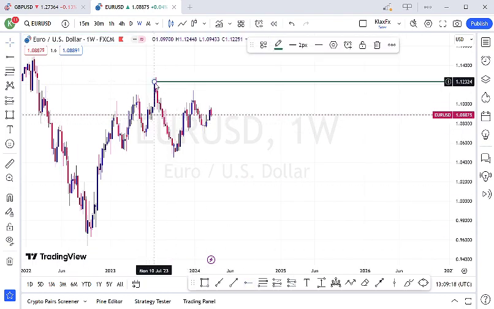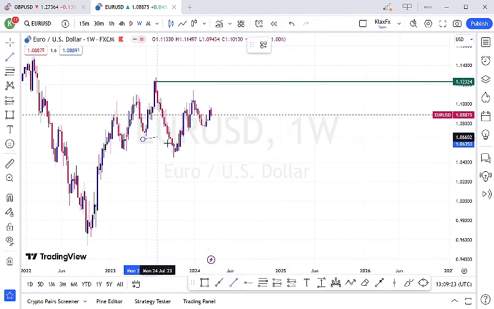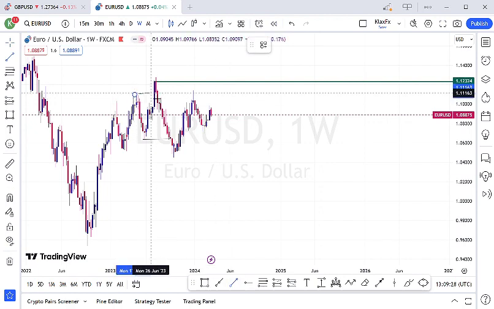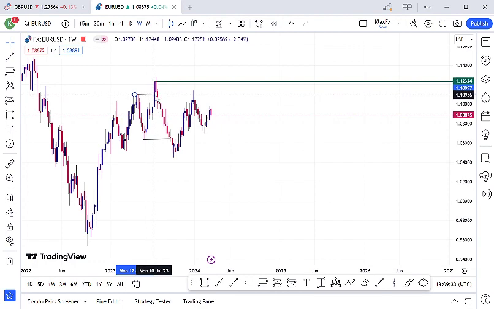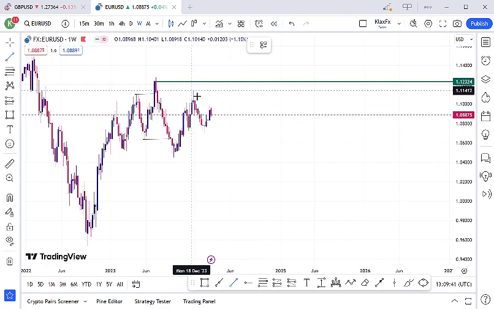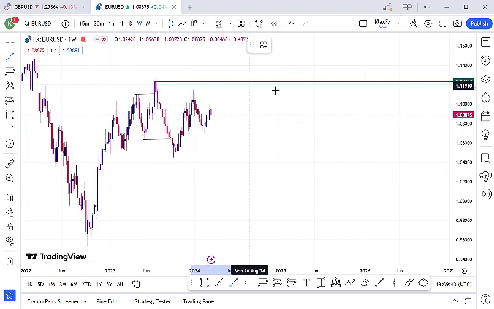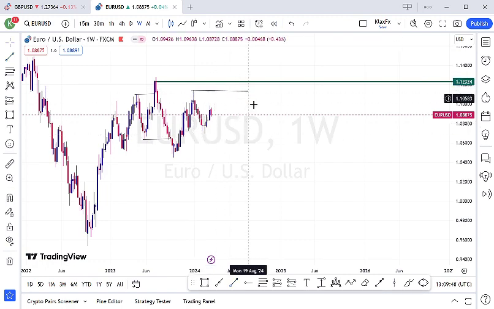So this is my SNR, weekly SNR. We have a break of structure to the downside. We have a liquidity graph here. And we have liquidity resting above this point, which needs to be taken out. This liquidity needs to be taken out on the weekly.